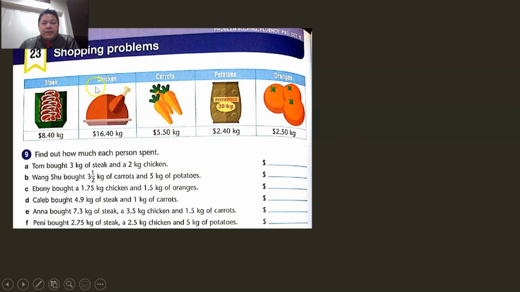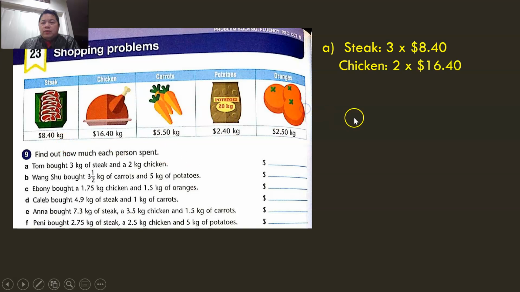So on this page, you are given the price of the various items: $8.40 per kilo, $16.40 per kilo, $5.50 per kilo, $2.40 per kilo, and $2.50 per kilo for the respective items given here. So for example, part A, Tom bought 3 kg of steak and 2 kg of chicken. So 3 kg of steak, each kg costs 8.40. Chicken, 2 kg, each kg costs 16.40. So you have to work it out.